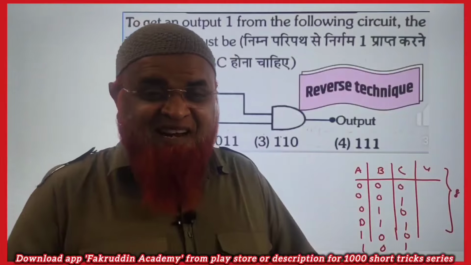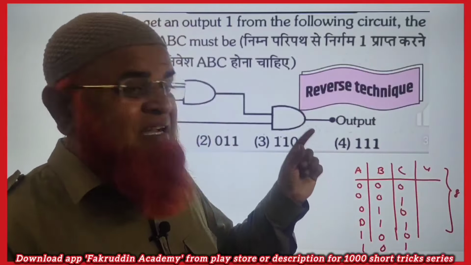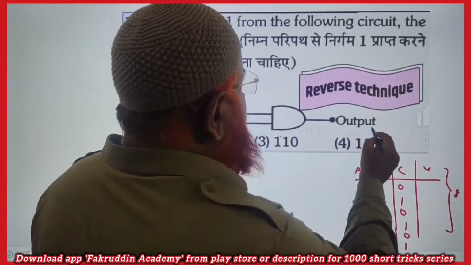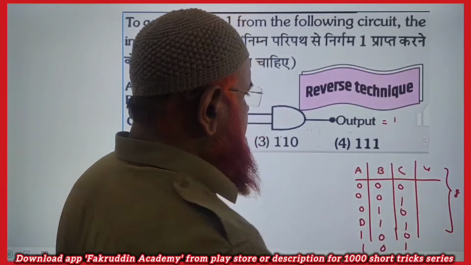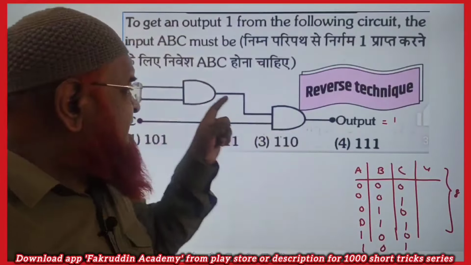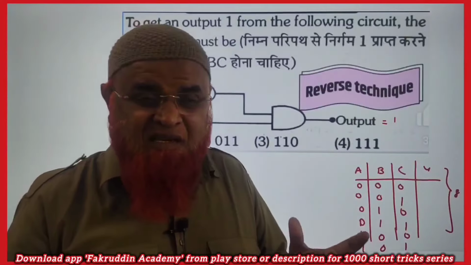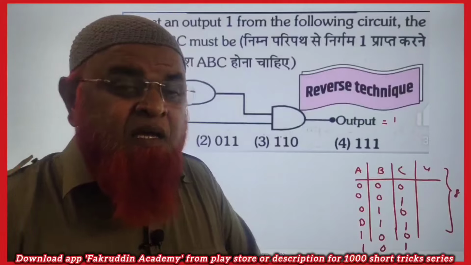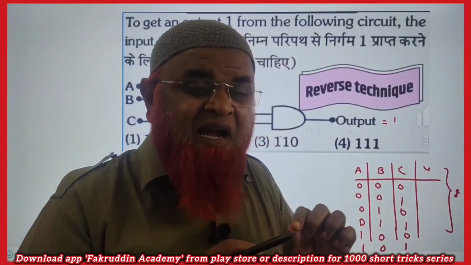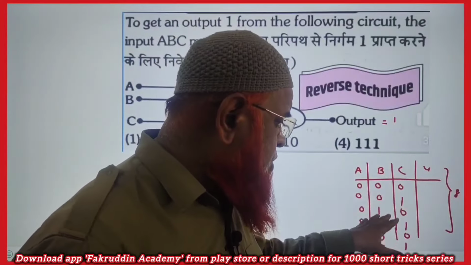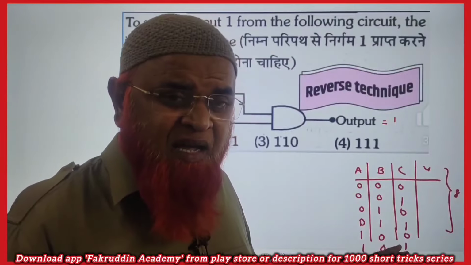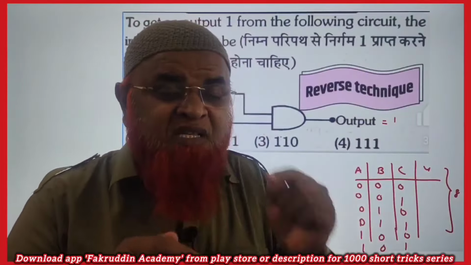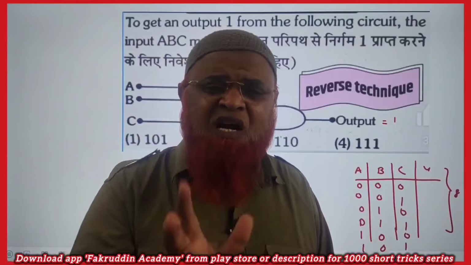प्यारे बच्चों, जनरली इस तरह का प्रॉब्लम जहां पर आप लोगों को आउटपुट एक दे दिया, सो आउटपुट इज 1. आउटपुट एक देने के बाद इनपुट्स क्या हो सकते हैं, यानी व्हाट शुड बी द इनपुट्स, ये पूछ रहा है क्वेश्चन के अंदर. जनरली सबसे मुश्किल, टाइम कंज्यूमिंग मेथड है पूरे ट्रुथ टेबल को डालना. क्योंकि 3 इनपुट्स हैं तो 8 पॉसिबिलिटीज हैं. बहुत सारा टाइम खा जाता है.